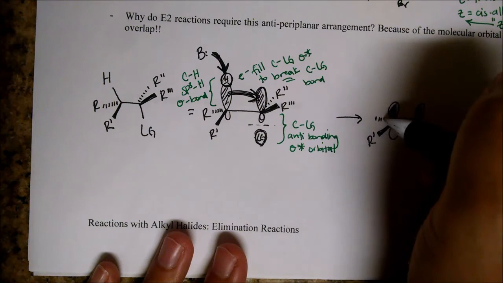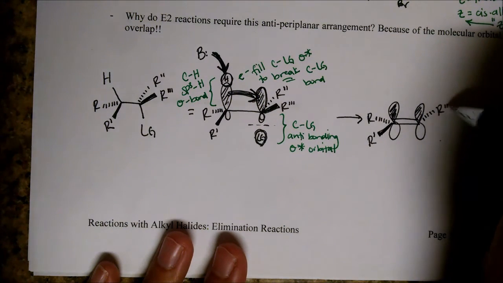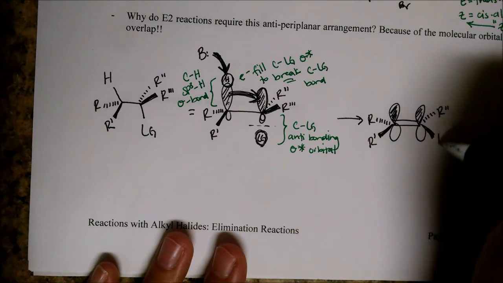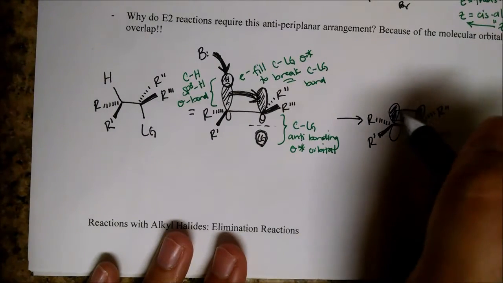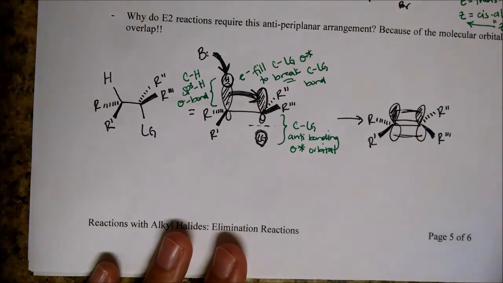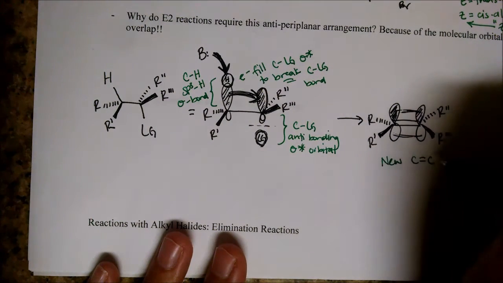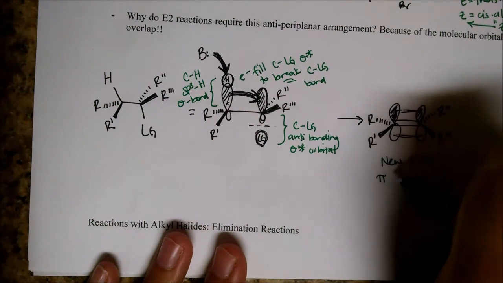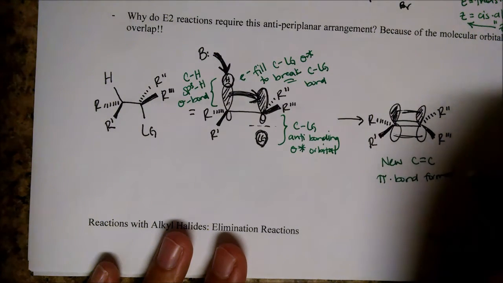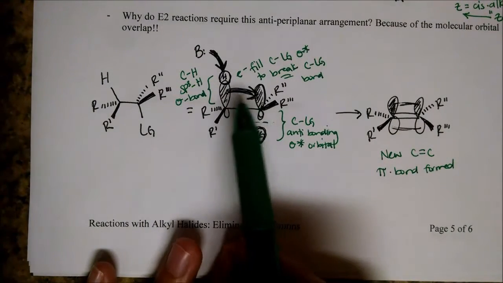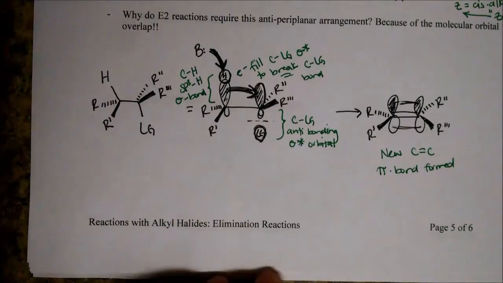R prime, R, and going back here it's R double prime, and up here it's R triple prime. So this is how we have bonding above and below, and this is our new C double bond C pi bond formed. Again, this is only because these electrons were directly in line with the C leaving group antibonding sigma star orbital. It's the only way we could populate it.